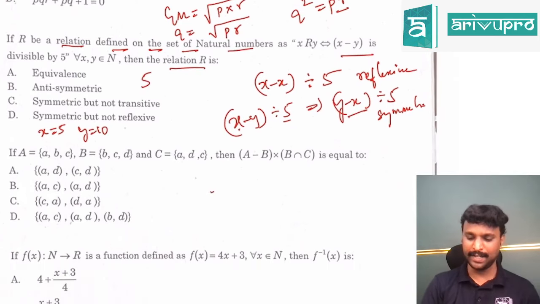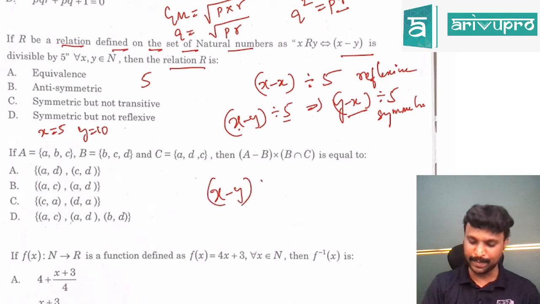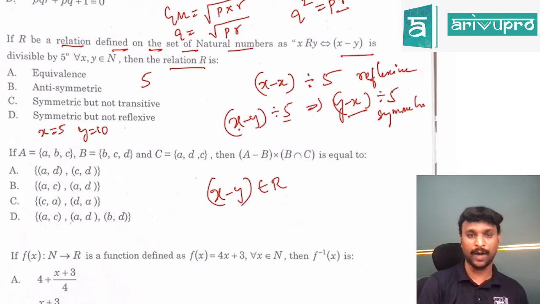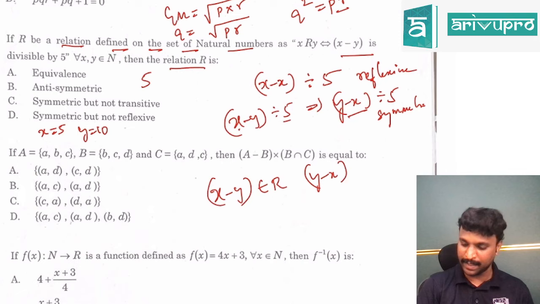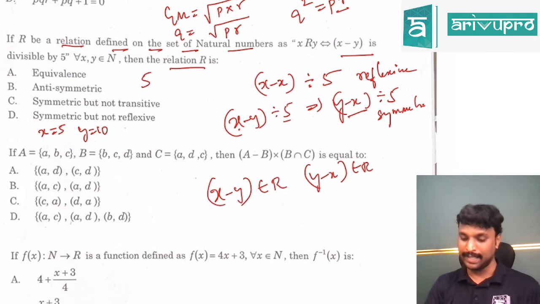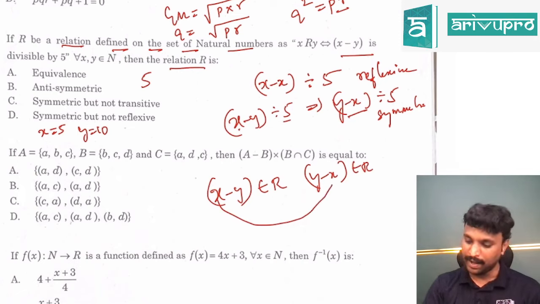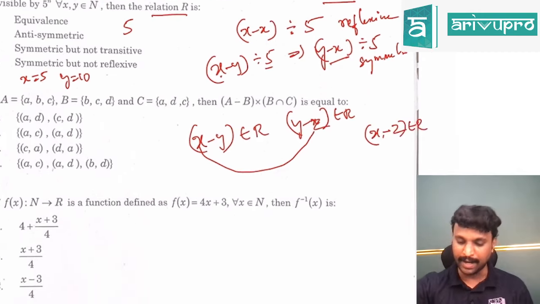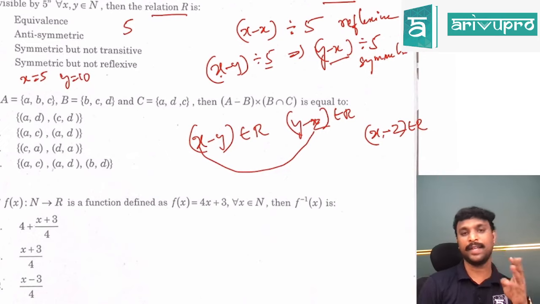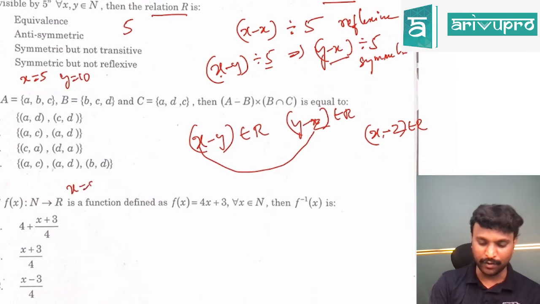Transitive. Guys, for transitive, if x minus y is divisible by 5, that means it belongs to R. Y minus z is divisible by 5, that means it belongs to R. Then x minus z should also belong to what? R. Guys, since there are 3 variables here, x, y, z, we'll take x is equal to 5, y is equal to 10 and z is equal to 15.